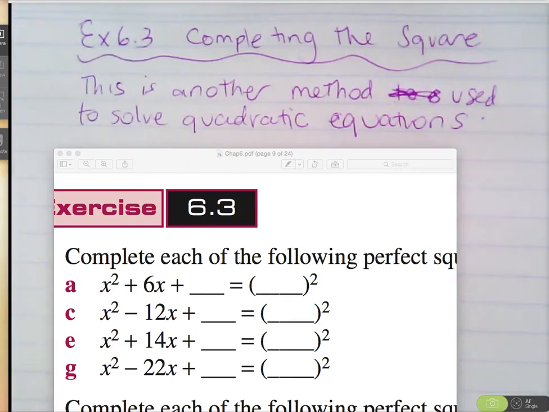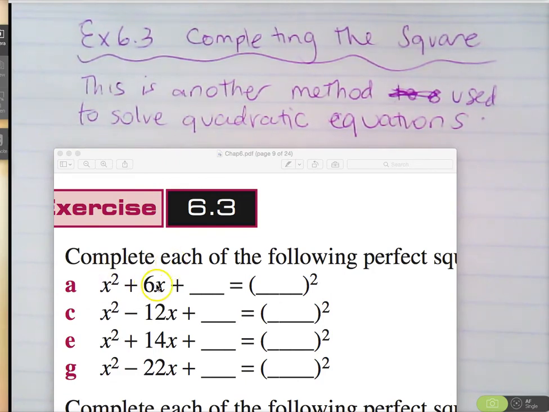Squares. So this is exercise 6.3, completing the square. Another method that we can use to solve quadratic equations is to use the method of completing the square. You will only use the method of completing the square if you're asked to use it. It's not something you would do by choice, okay? Now, before we use the method of completing the square, that method actually uses perfect squares to do it.